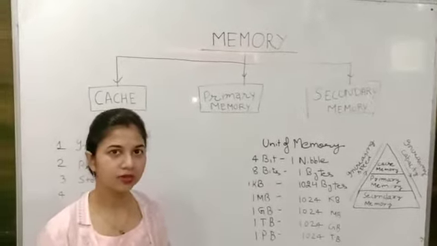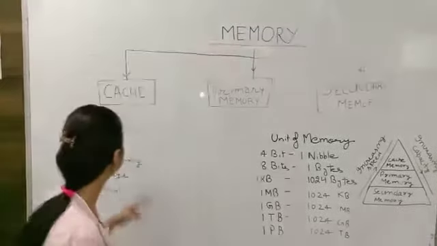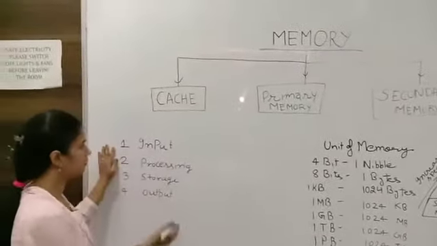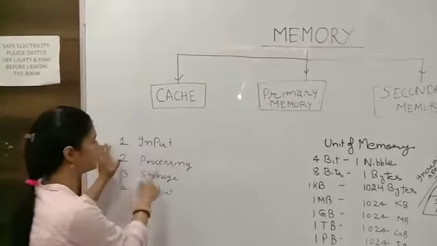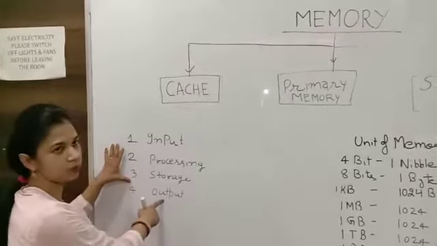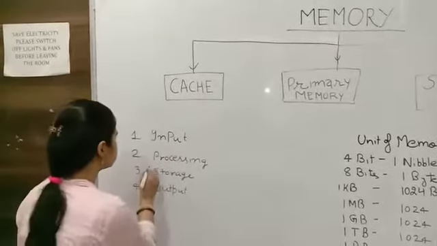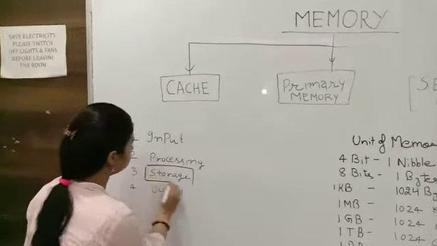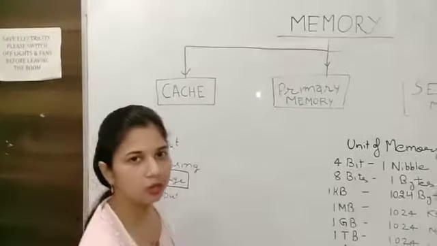My today's topic is memory. In the last topic, we have studied mainly how a computer works: firstly we give input to it, it processes the data, after that it stores the data and gives the corresponding output. This storage is done by the memory unit. Memory is like the human brain.